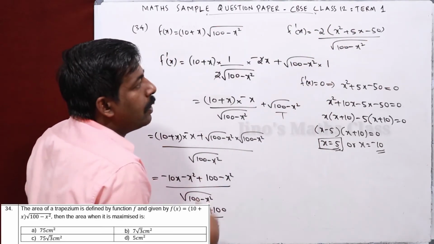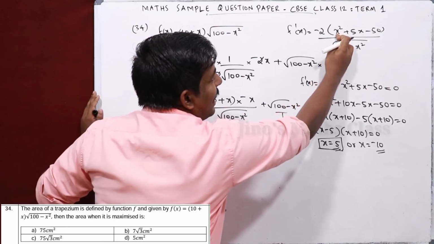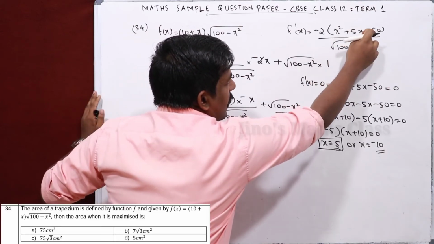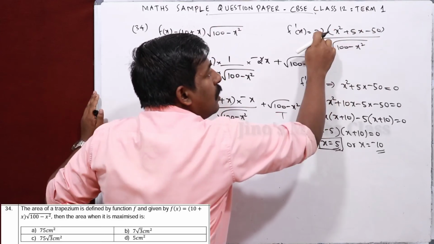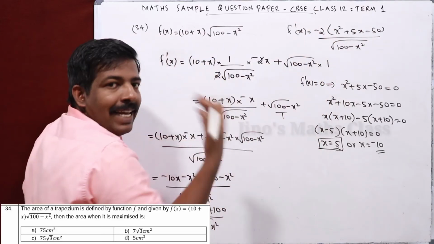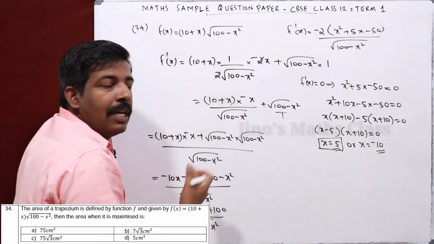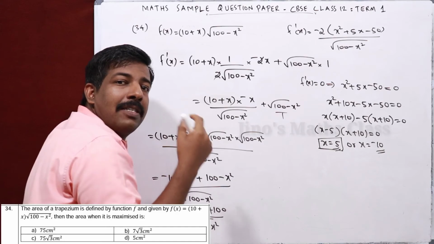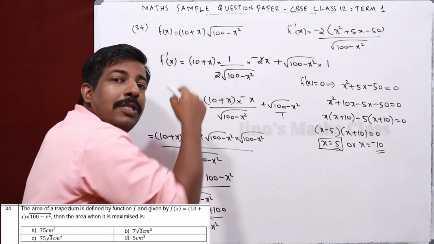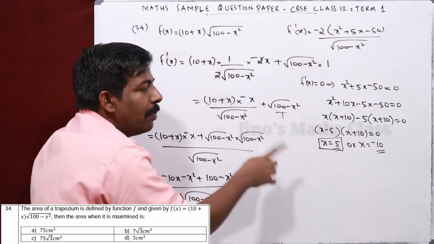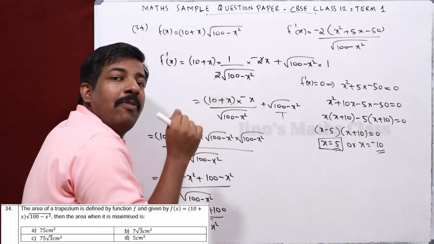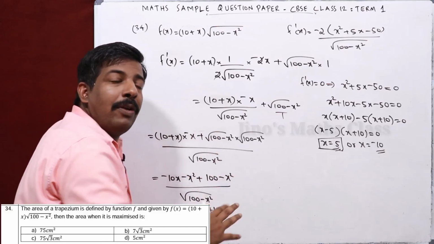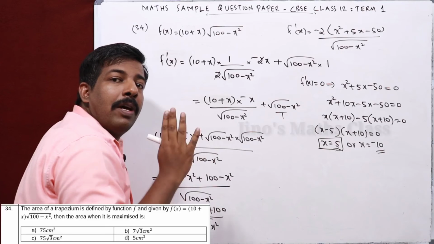Now take x is equal to 6 and substitute here. You can see 36 plus 30, that means 66 minus 50, so we are getting 16 into minus 2, we are getting a negative value for f dash x. That means the sign of f dash x is changing from positive to negative through the point x equal to 5. So we can surely tell at x equal to 5 the function is having a maximum value, or 5 is the point of maximum.